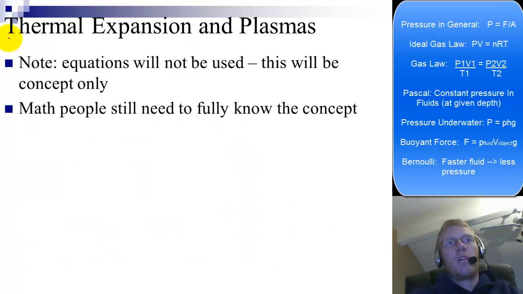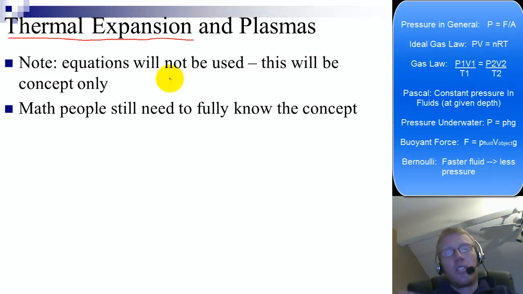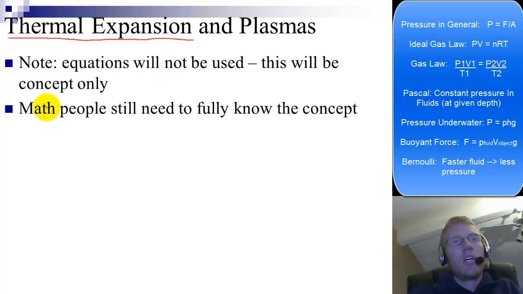Okay, I just want to make explicit, in your book, if you're reading the chapters, which I encourage all of you to, I recommend it highly, they do have equations for thermal expansion of different things, and we're not going to use those at all in this class. I've decided we're just going to learn thermal expansion as a concept. So whether you're math or concept, you definitely still need to know the idea of thermal expansion, when it occurs, why it occurs, and what the main exception is, which is water being the main exception, and why that's important.